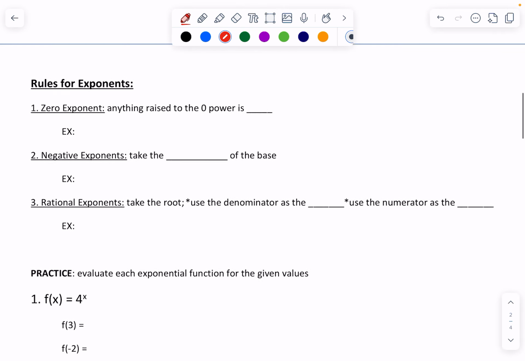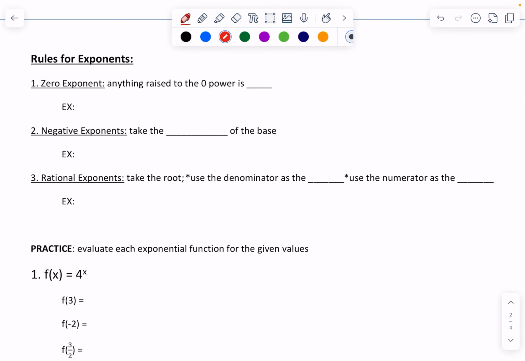Okay, rules for exponents. Some of these we've already covered, so we'll do a quick review. Zero exponent: anything raised to the power of 0 is going to be 1. Doesn't matter if it's 2 to the power of 0, that's going to be a 1. 3 to the power of 0 is 1. Negative 3 to the power of 0 is going to be 1.